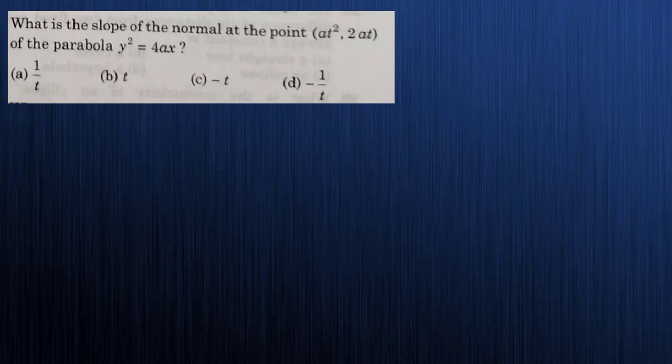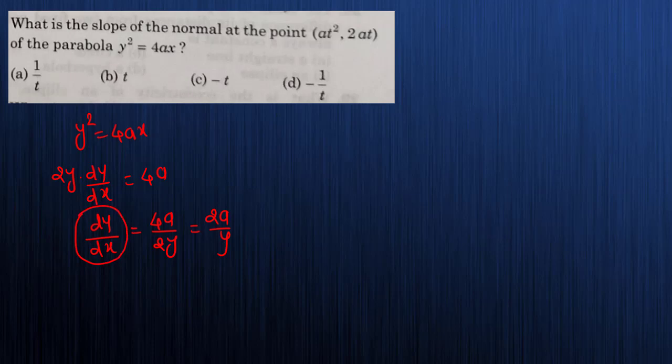Next, what is the slope of the normal at the point at square comma 2at of the parabola y square equals 4ax? You know that slope is always given as, suppose I have y square is equal to 4ax, and if I differentiate this equation with respect to x, what will you get? It is 2y dy by dx is equal to 4a. Okay, so how much did dy by dx come to? It is 4a by 2y, which is nothing but 2a by y. So this is nothing but the slope.